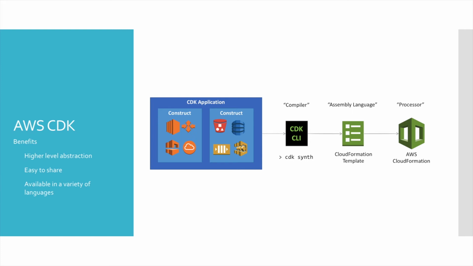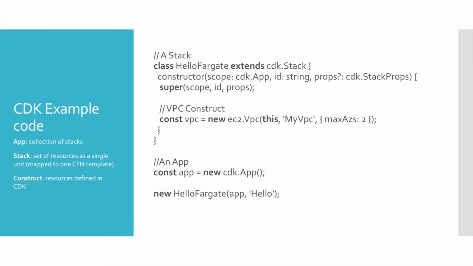After you write the code, you can use the CDK command line to compile it, and it will build CloudFormation templates. We can see that CDK also uses CloudFormation to do the real work. And then you can use CDK to execute the CloudFormation, and it will create the real infrastructure in AWS. Let's see a CDK example.